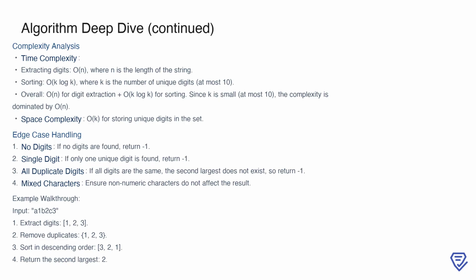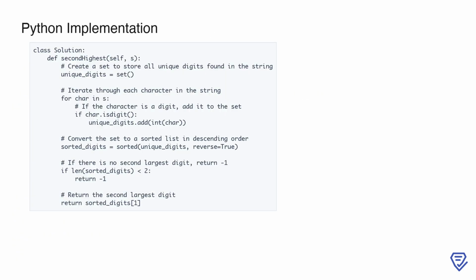This comprehensive analysis ensures the algorithm is both efficient and reliable for all input scenarios. This Python code solves the LeetCode problem number 1796, second largest digit in a string. The goal is to find the second largest digit in a given alphanumeric string. If no such digit exists, the function must return -1.